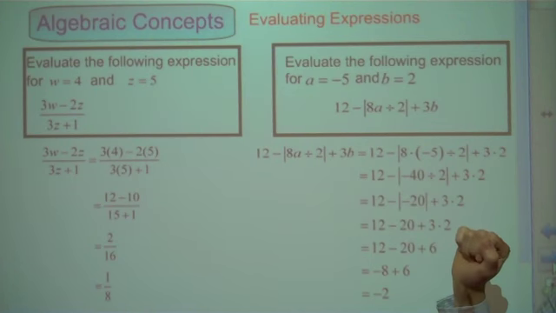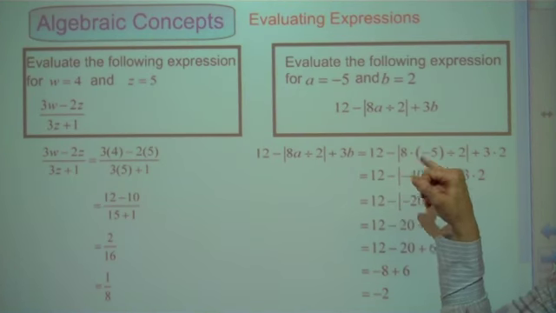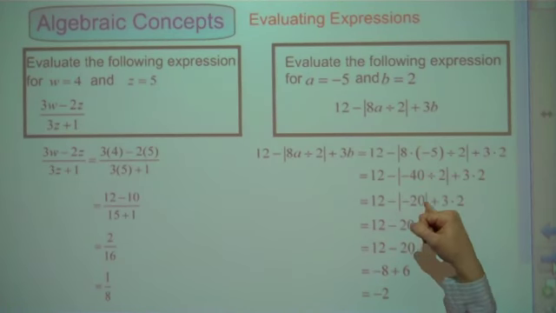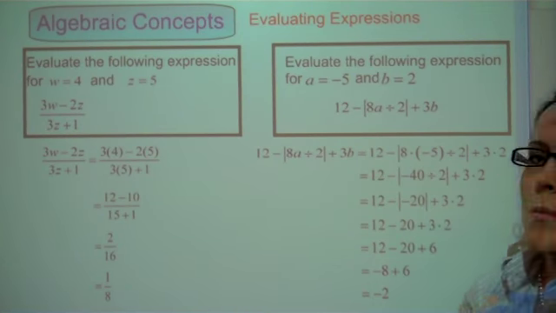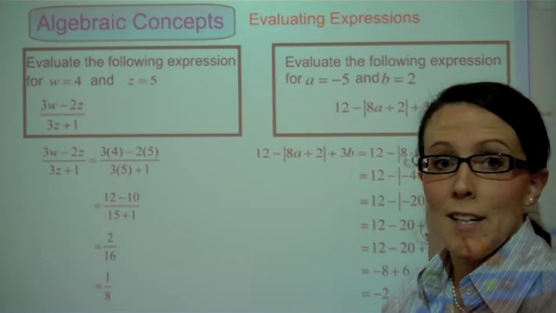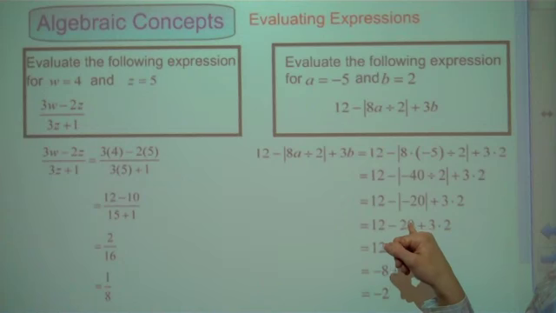Right, inside the absolute value signs, 8 times negative 5 is negative 40, divided by 2. I can simplify that to be negative 20. Now remember, negative inside an absolute value is what? The absolute value of that. It's a positive. So make sure that you change that.